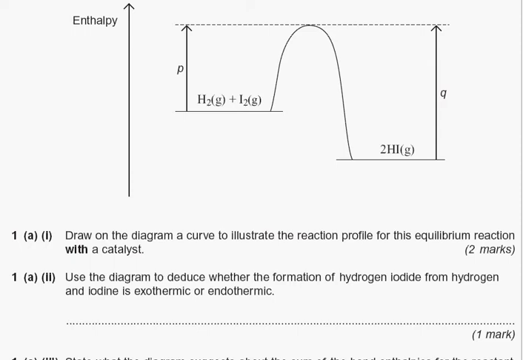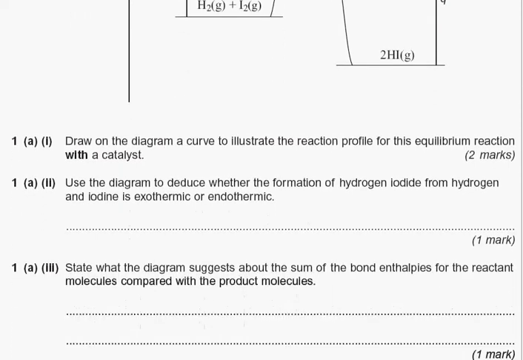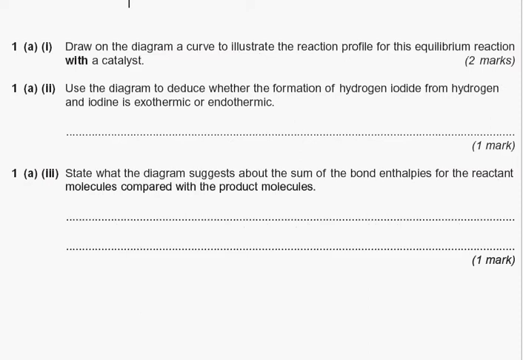That was a little bit too fast. Just rewind it slightly, stick it on pause. State what the diagram suggests about the sum of the bond enthalpies for the reactant molecules compared with the product molecules. Well, surprisingly and luckily, I've just spoken about that.